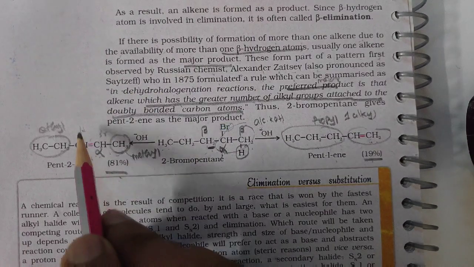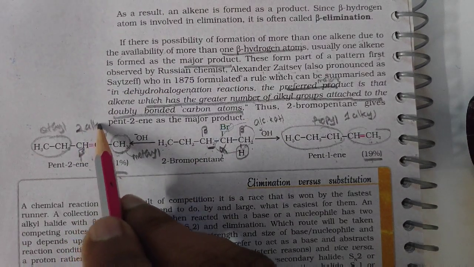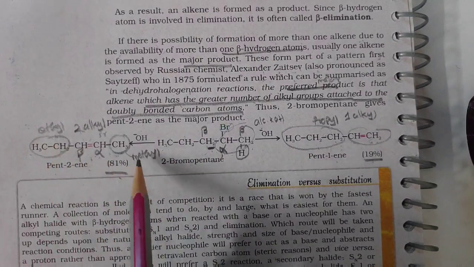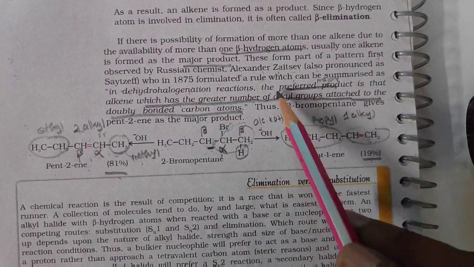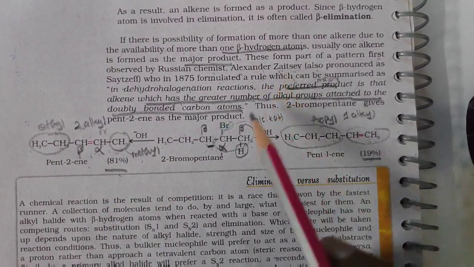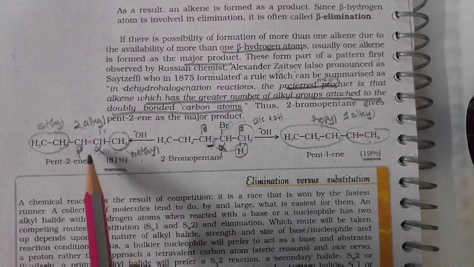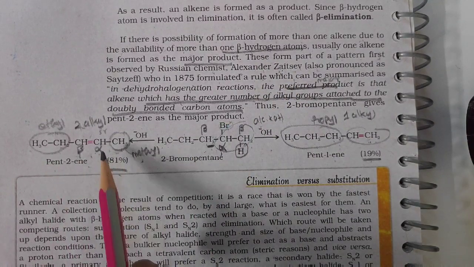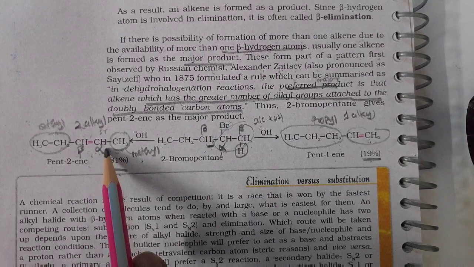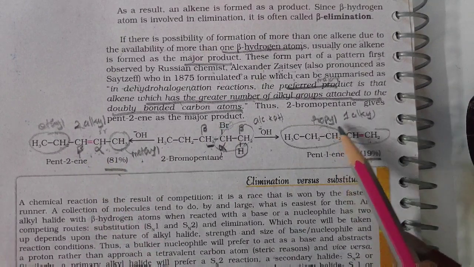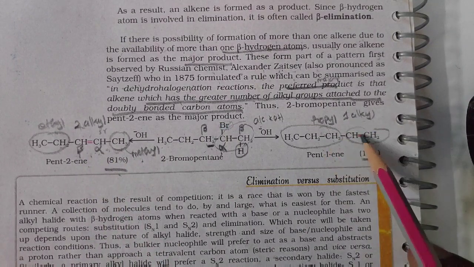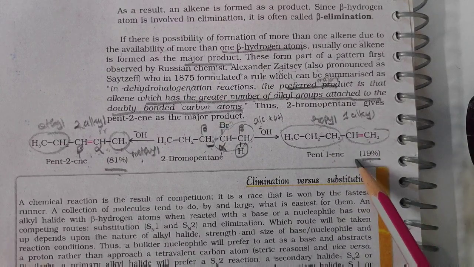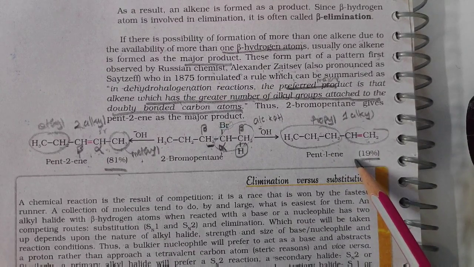Why? Because in this case, there are two alkyl groups. Which are those two alkyl groups? Ethyl and methyl. So I think everyone understood this. What is the Saytzeff rule? Which one will be the major product? The one which contains more alkyl groups next to the double bond carbon is the major product, and the one which contains fewer alkyl groups next to the double bond carbon is called the minor product. Okay, so this part is clear.